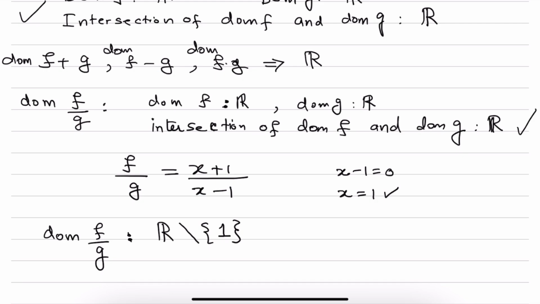So that's how we find the domains of the operations of functions. So we can just add up the functions, we can subtract functions, divide functions, multiply functions, and then we can find the domains by finding the intersection of those functions. And in a case where we have to find the domain of f by g, we will just have to exclude those x's from the intersection of the domains of both of the functions, which are making the denominator of f by g 0, or which are making the function g 0 because g is in the denominator.